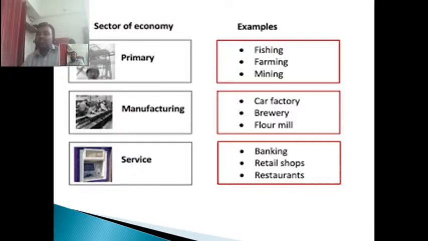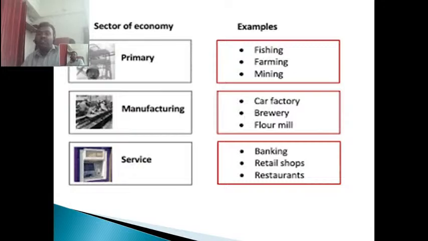Predominantly it is agriculture. Fishing is a form of agriculture, farming is also agriculture, and mining is also part of it because you get raw material from there. So agricultural activities, or the natural resources from wherever you get them, are all called primary industry. Then what relationship do primary industry and secondary industry have? Whatever raw material the primary industry has, they sell that raw material to the manufacturing industry.